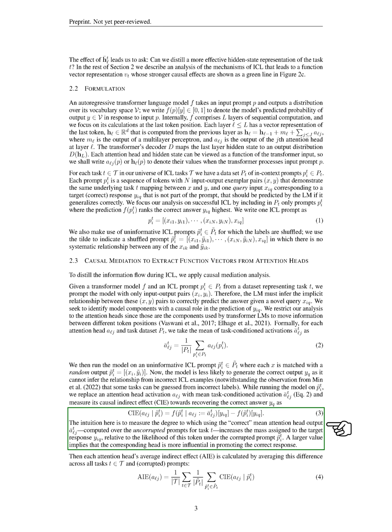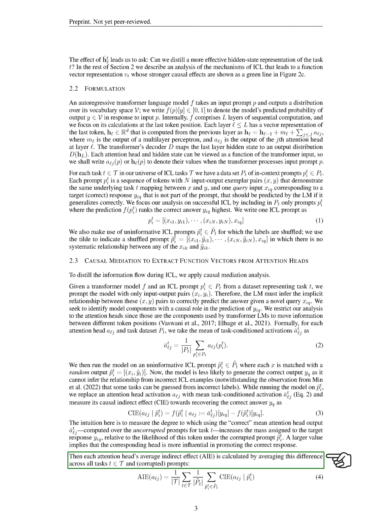The idea here is to measure how much using the correct average attention head output increases the likelihood of the target response, Y_IQ, compared to the likelihood of this token under the uninformative prompt. A larger value means that the corresponding head is more influential in promoting the correct response. We then calculate each attention head's average and direct effect by averaging this difference across all tasks and prompts.